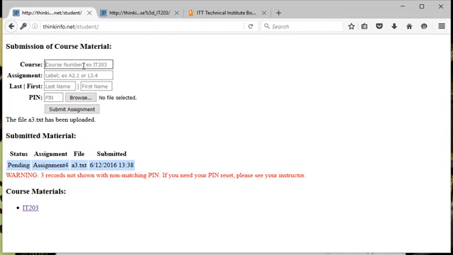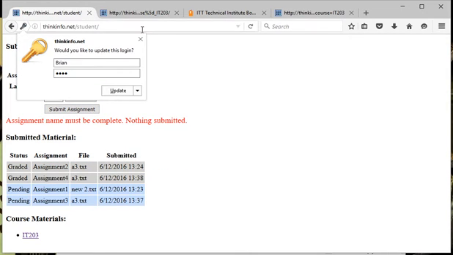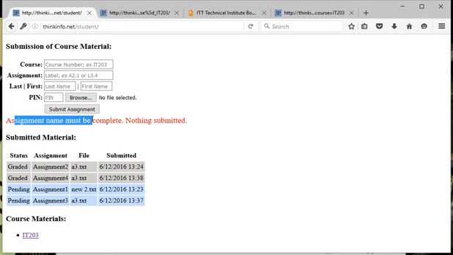Now, I want to show you something else. So let's say you emailed me and you had me reset the PIN. I'm going to go in here just to check to see what assignments I've turned in. So I'll put in my name and my PIN. Notice I'm not putting a label in, because I'm not uploading an assignment, and I did not browse to a file. I'm just going to leave that blank. If I click Submit Assignment, it still works. It just doesn't submit anything. It says here, assignment name must be complete, nothing submitted, but that's okay. I didn't want to submit anything. But if I look down here at the bottom, it'll show me the status of all of my previously submitted assignments. So you can always check to see what you've already turned in.